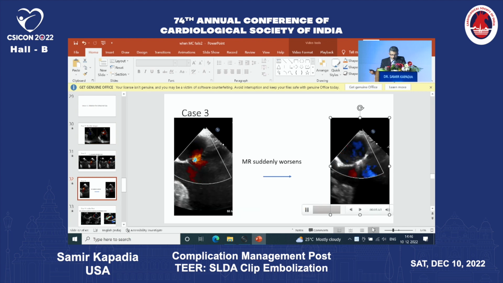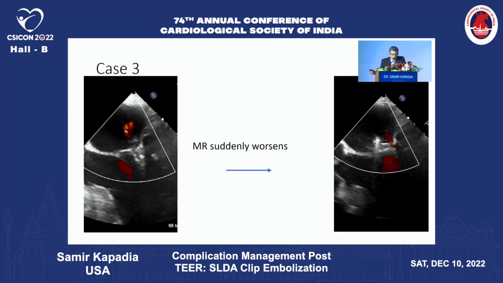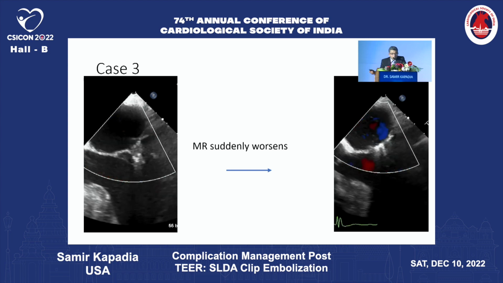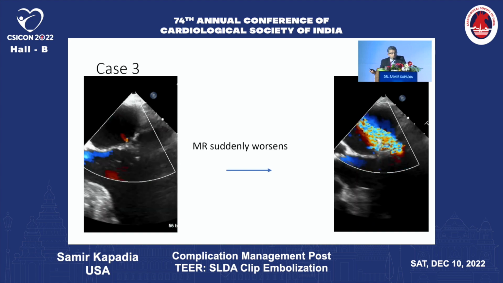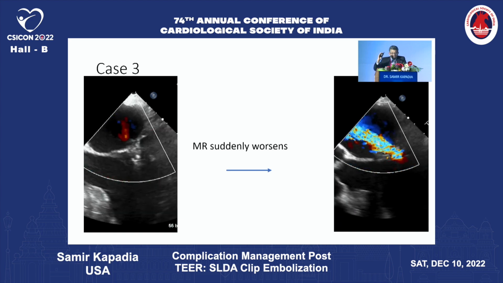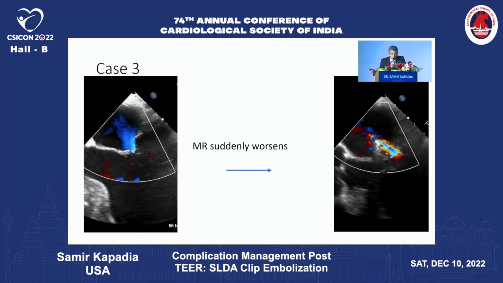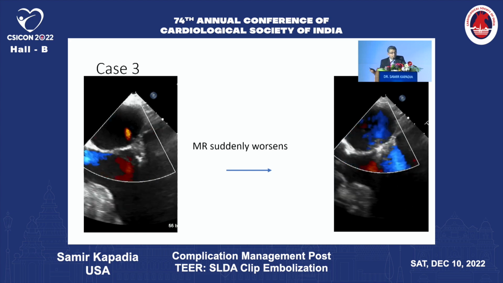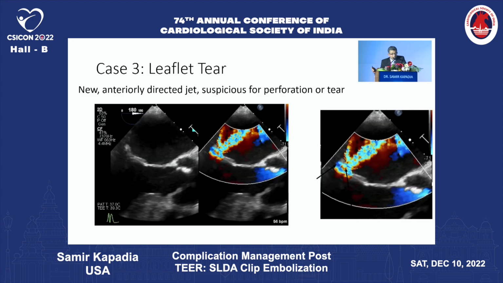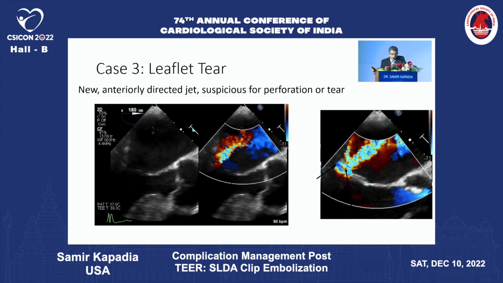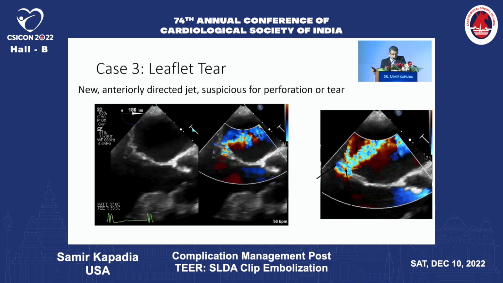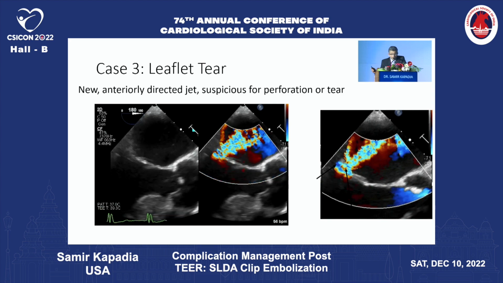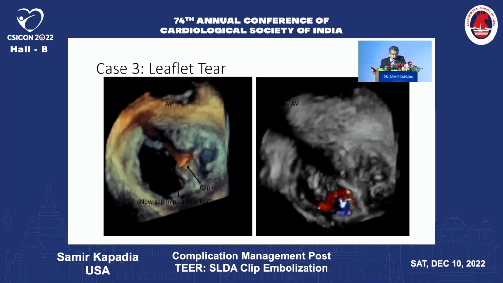Just maximize it. So here, initially, there was no MR, and while we are waiting, MR happens. And this is because the leaflet tore. So the anterior leaflet has now a hole, and the posterior leaflet has a hole in this particular case. This is very unfortunate because we had a very good result. And now, as you can see, there is a torn leaflet. This is a challenge. So what do you do about this?